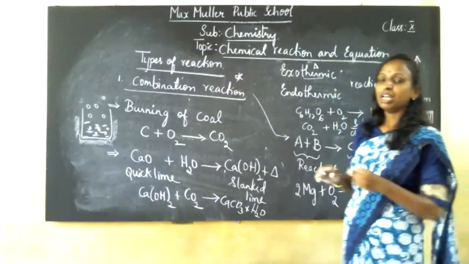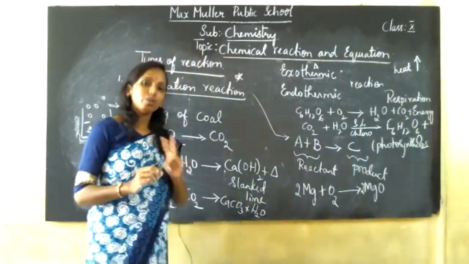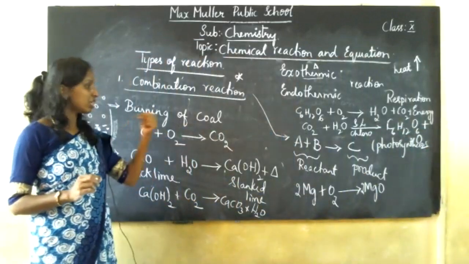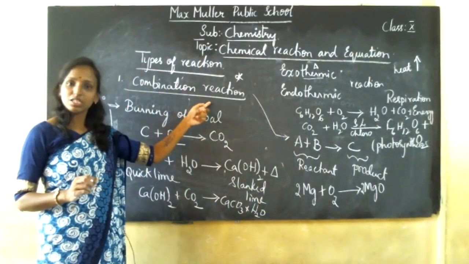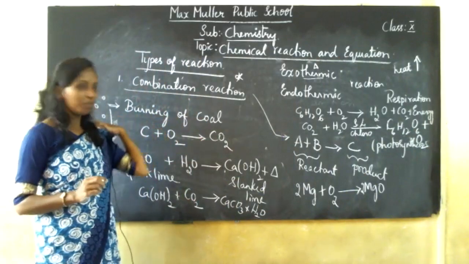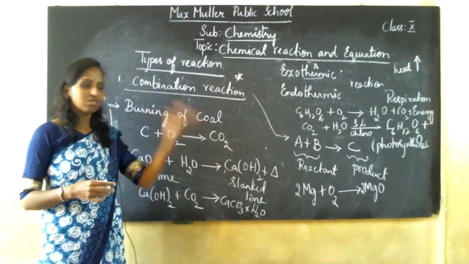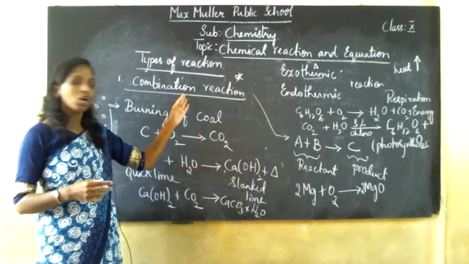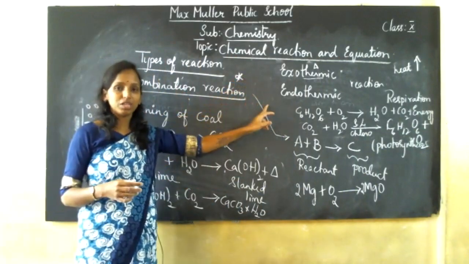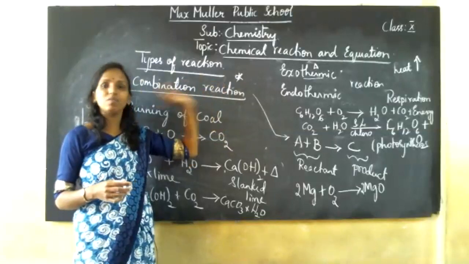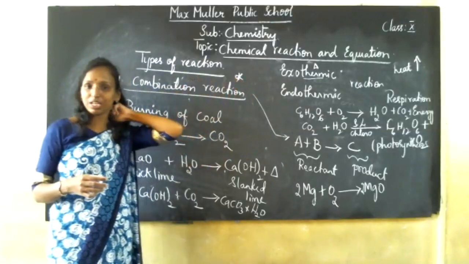I'll repeat again. In a combination reaction, a chemical reaction where two or more reactants react together to give a single product is called a combination reaction. I have many examples for combination: burning of coal, burning of magnesium. When two or more reactants give a single product, that comes under combination reaction. Under this only, we have exothermic and endothermic reaction. I cannot say combination only will be exothermic and endothermic, but under that we have exothermic and endothermic.